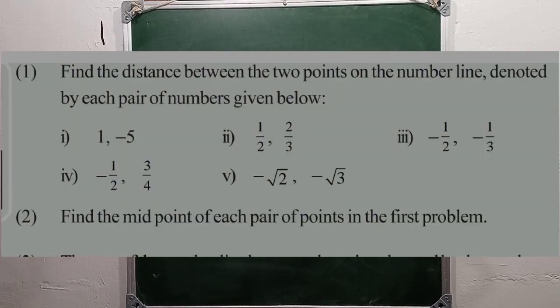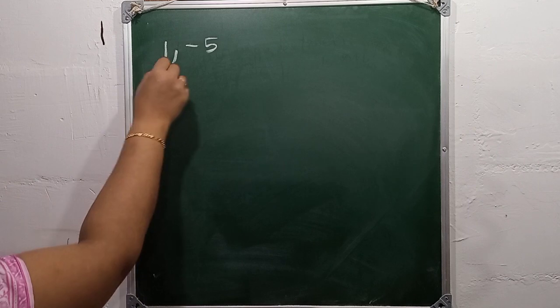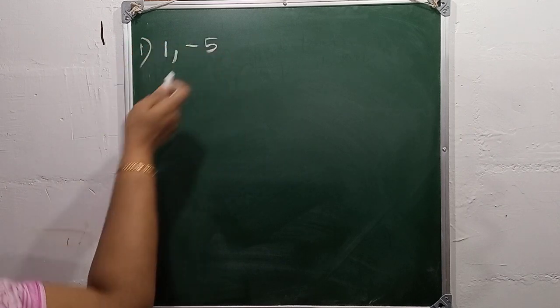So the first part of the first question is over. Now we are going to do the second question: find the midpoint of each pair of the points in the first problem. We found the distance for all the sub-questions in the first question. Now we need to find the midpoint of the same pairs of numbers. Which is our first pair? That is 1, -5. We need to find the midpoint of these two numbers.